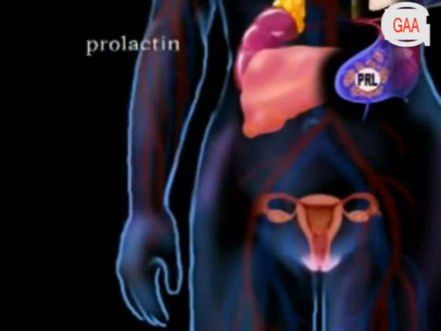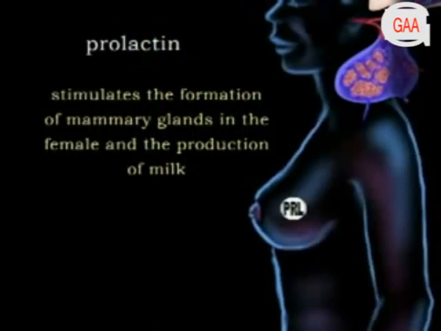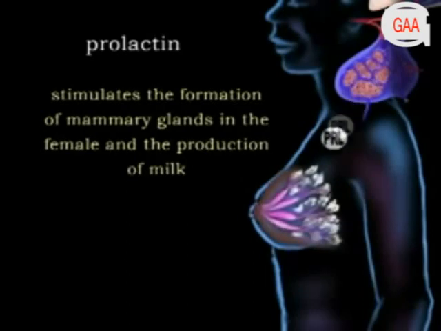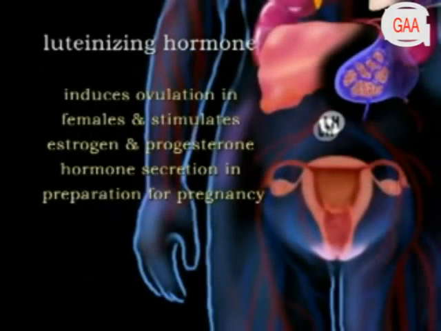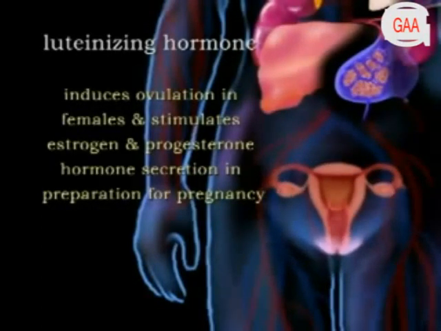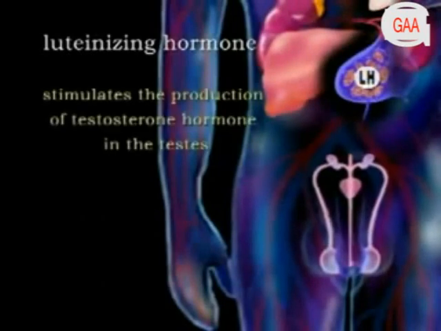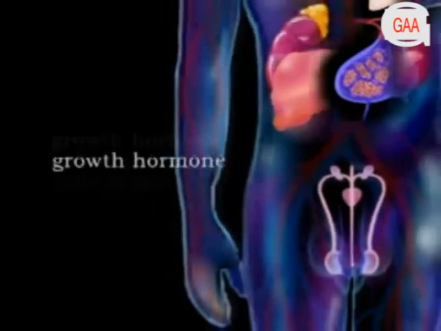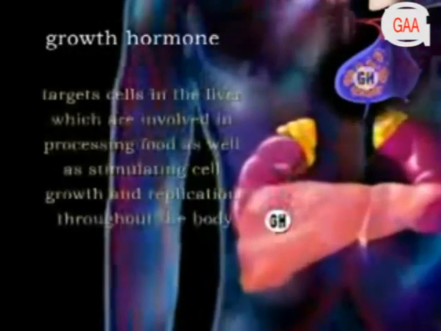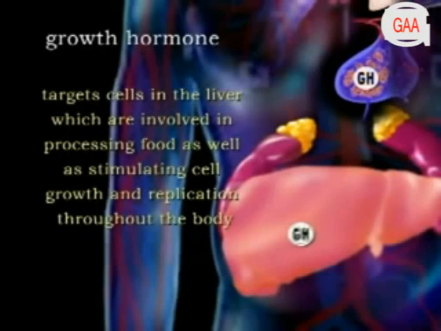Prolactin or PRL stimulates the formation of mammary glands in the female and production of milk. Luteinizing hormone LH induces ovulation in females and stimulates estrogen and progesterone hormone secretion in preparation for pregnancy. In males, it stimulates the production of testosterone hormone in the testes. And growth hormone or GH targets cells in the liver which are involved in the processing of food as well as stimulating cell growth and replication throughout the body.